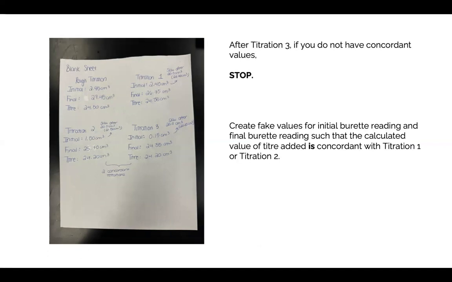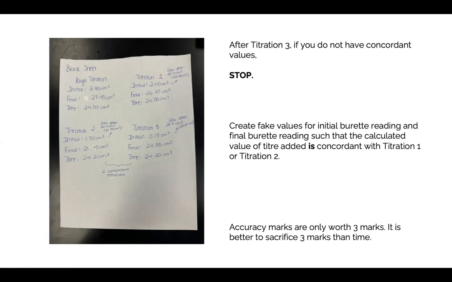At that point, for titration 3, if you don't have concordant values, you must create fake values for the initial burette reading and the final burette reading, such that the calculated value of the titer or FA2 added is concordant with either titration 1 or titration 2. So let's just say that I got 24.50. I will make up values for the initial and final so that when I subtract them, I get 24.20 or 24.35, and make up fake concordant values.